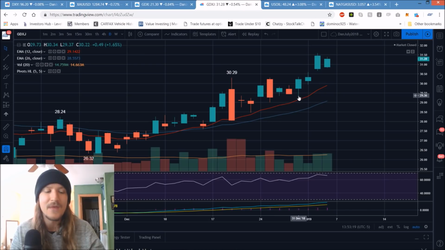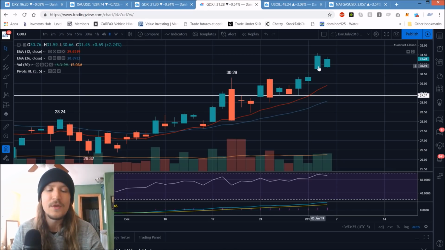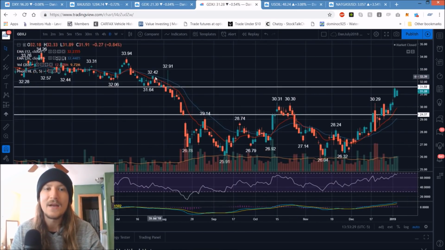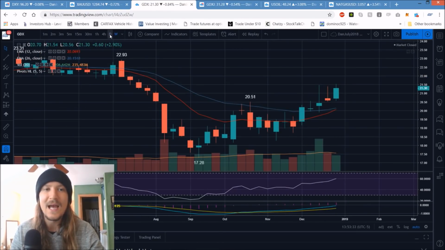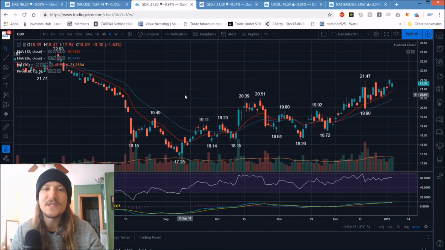29.37, anything above that level will be a higher low, keeping the bulls in full control. And as far as the next resistance levels go, after 31.59 on GDXJ, we're going to be looking back at 32.42 as the next level. For GDX, the senior miners here, if we can get above the high of this move, 21.54, we're then going to be looking up at the next level of 21.80.